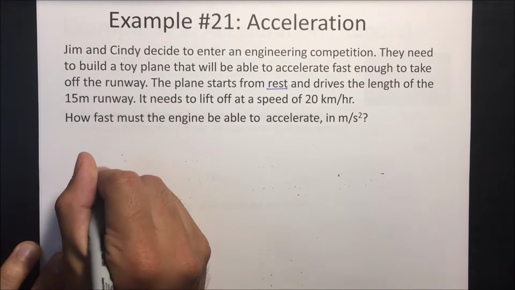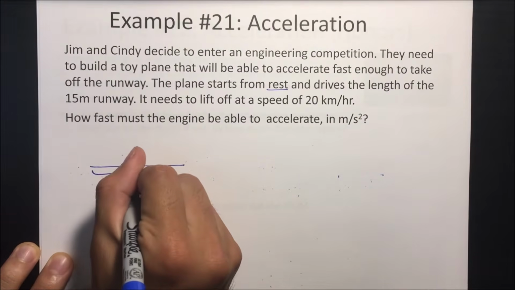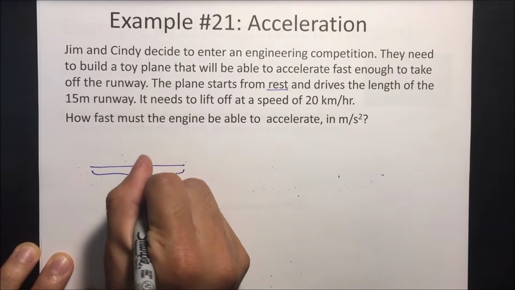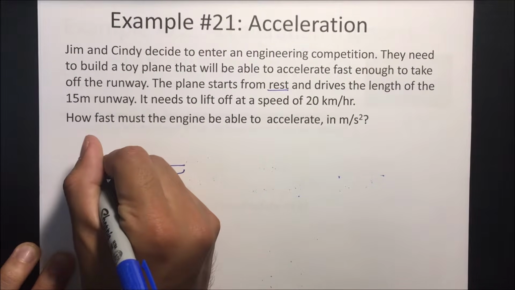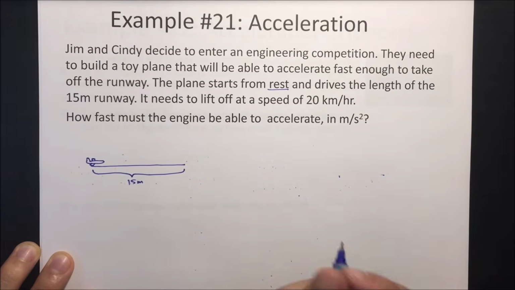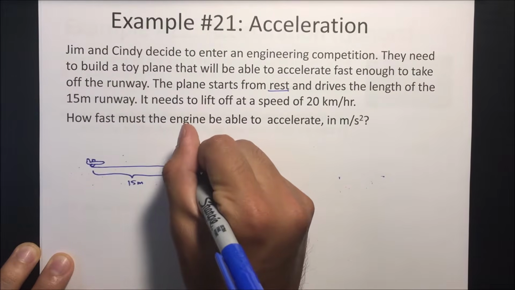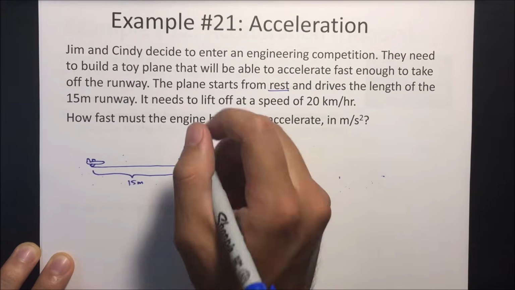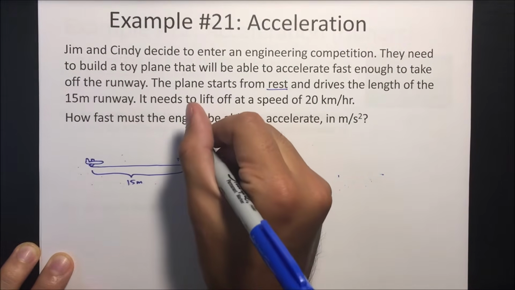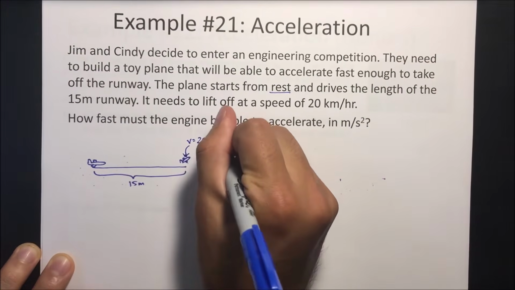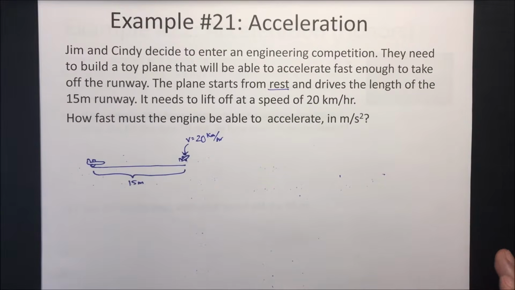Alright, so again, we want to draw out the problem. We see that there is a 15-meter runway. We have a toy plane that starts from rest, and then it needs to be able to take off at the end of the runway with a speed of 20 kilometers an hour. Okay? I believe that's everything.